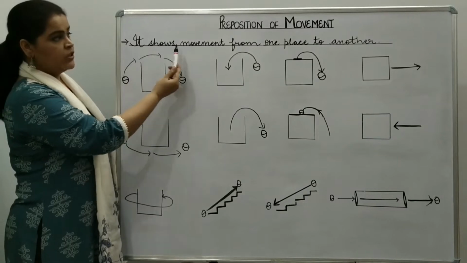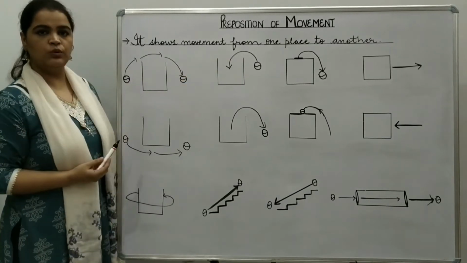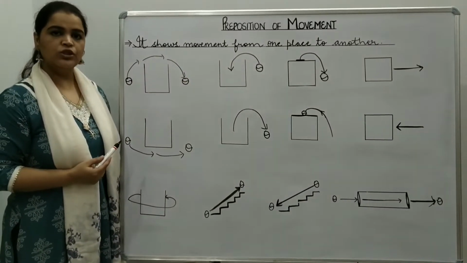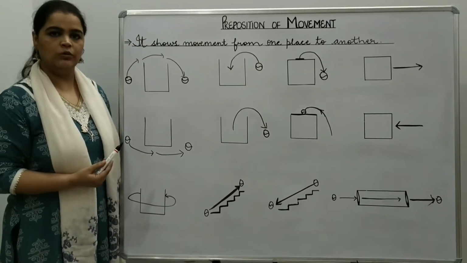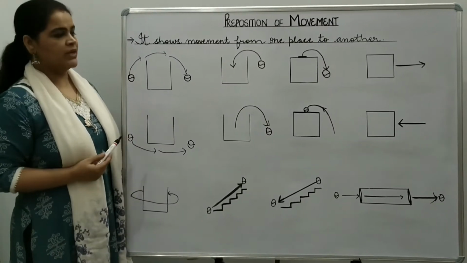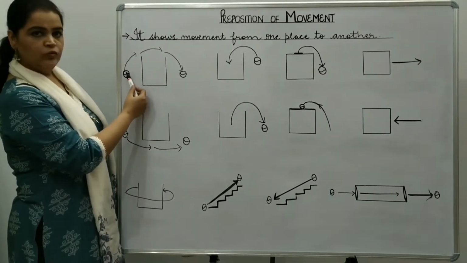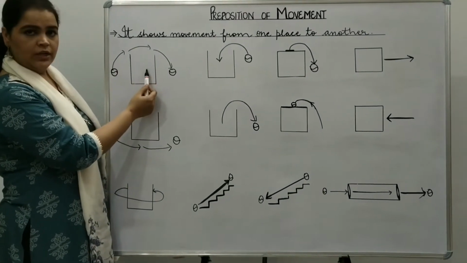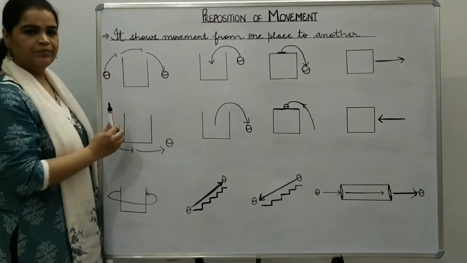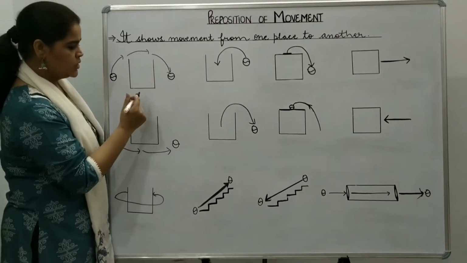It shows movement from one place to another. It also shows the direction of an object. Let's see some examples. The first one, when an object moves or crosses another object from one side to another, from the upper side, this is called over.